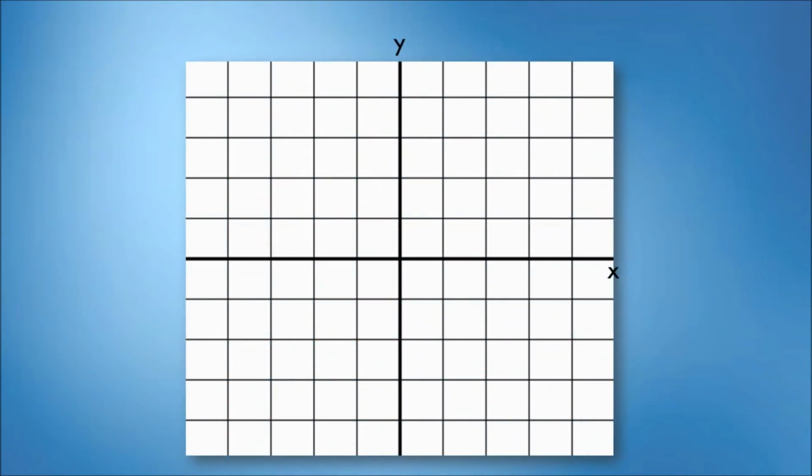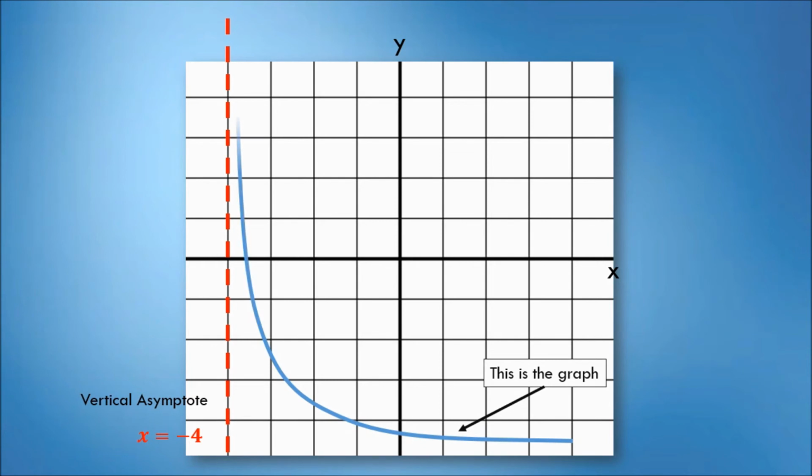One more illustration of a vertical asymptote. Suppose we have a Cartesian plane. This is the vertical asymptote. It is drawn as a dashed line and labeled as x equals -4, because it is located at x equals -4. This is the graph. It approaches the vertical asymptote, but never meets or intersects. The graph is increasing from right to left.